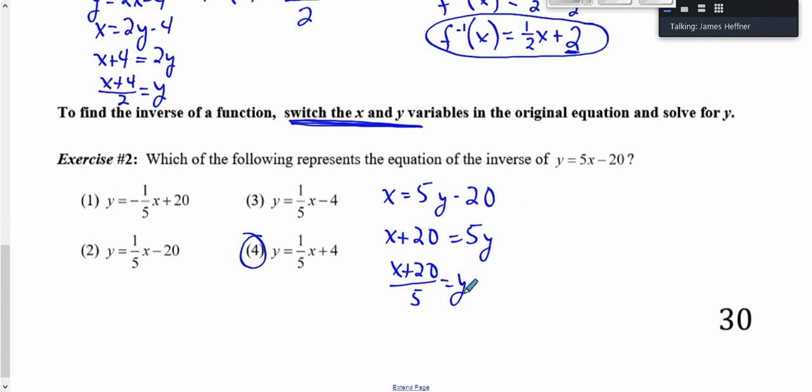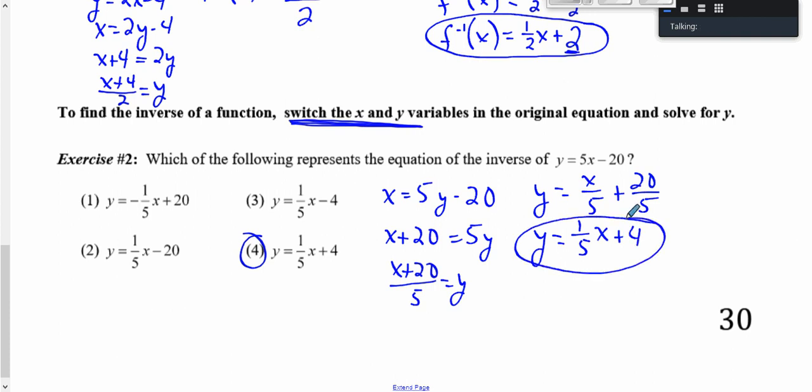Right? But none of the choices look quite like this, right? So they all look like they're mx plus b form, right? So that would be y equals x over 5 plus 20 over 5 when we split that fraction up. That means it should be Y equals 1/5 X plus 4, right? So choice 4. Dividing by 5 is the same as multiplying by 1/5. Okay? Let's go on to the next one.